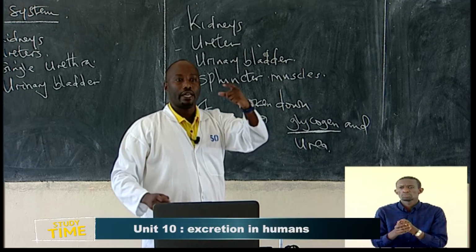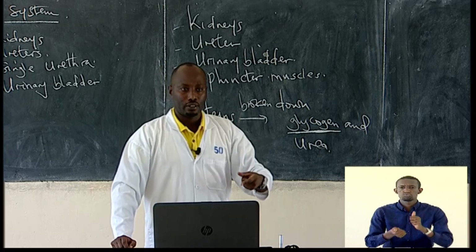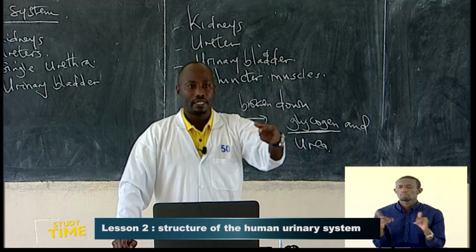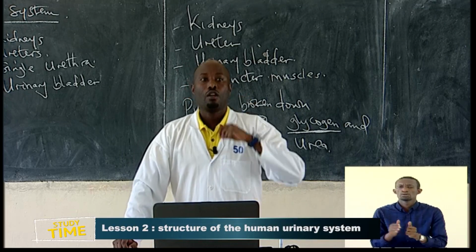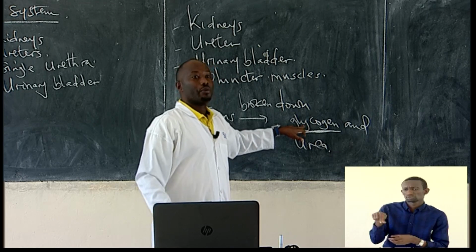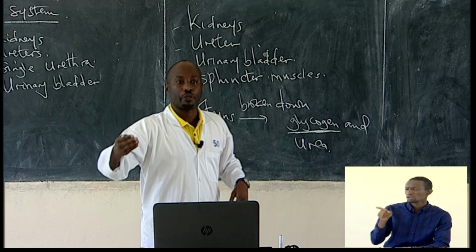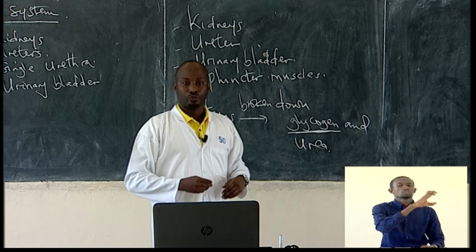When you're doing exercise, and I'm talking about strenuous exercise, the body needs more glucose. So that glycogen is going to be converted back to glucose and is going to be used for cellular respiration to provide energy, all right?